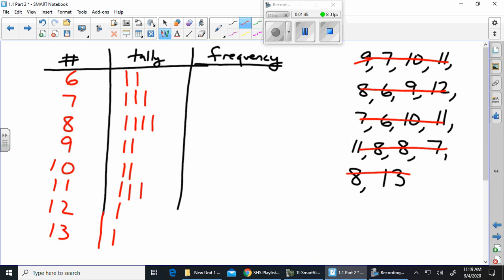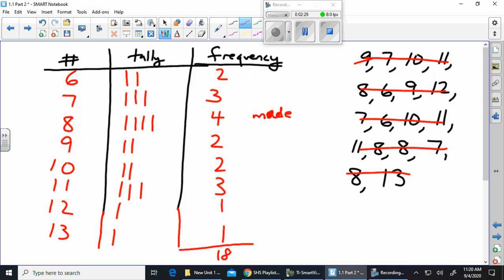Frequency is how many tally marks I have. So I got 2, I have 3, I have 4, I have 2, 2, 3, 1, 1. An easy question I could ask is, what's the mode? Well, the mode is the one with the highest frequency. So that's my mode. If I said, how many data pieces did we have? We could add up the frequency. 5 and 6 more is 11, 13, 16. We have 18 numbers.